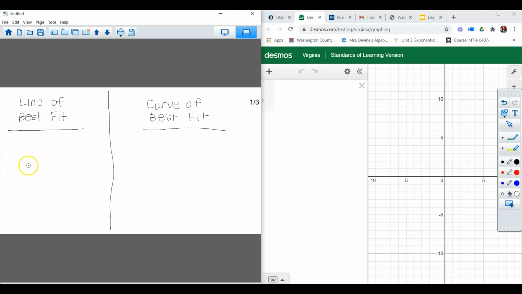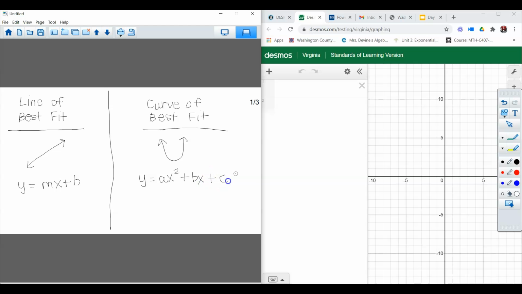So on a line of best fit, you need to remember that the graph will be a straight line. On the curve of best fit, you'll get that U-shaped graph. It's a quadratic graph. For a line of best fit, your equation is going to be y equals mx plus b. And for the curve of best fit, it's going to be y equals ax squared plus bx plus c.